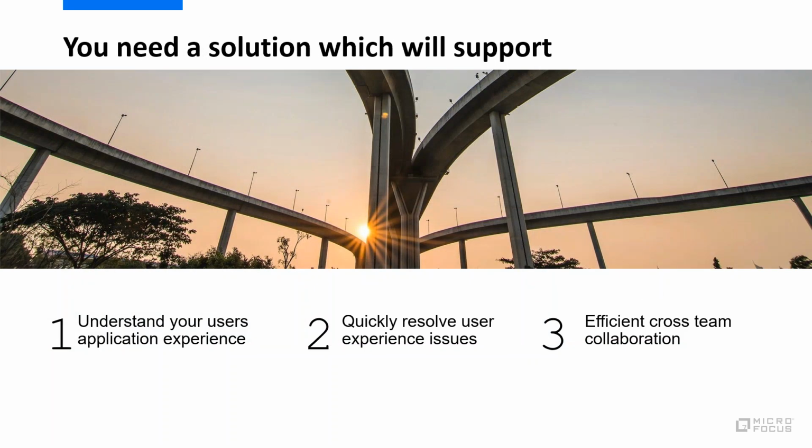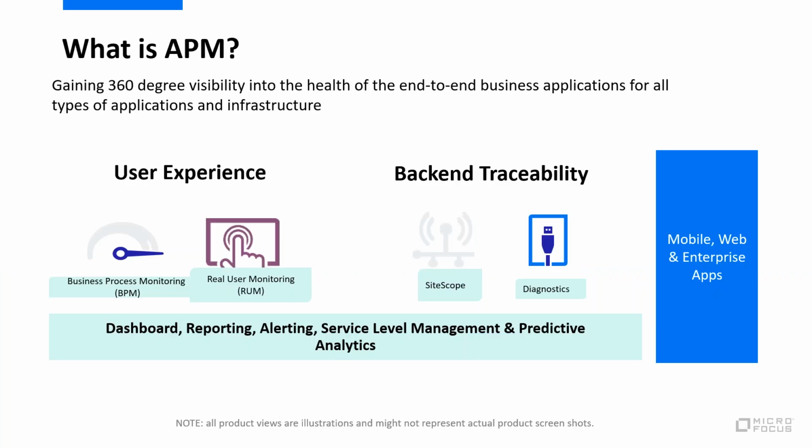Everybody needs a solution for all these problems we just discussed. Everybody needs to understand the user experience on their application and resolve their issues. If they have any issues, they should resolve them quickly, and they should have efficient collaboration between their teams, so that all the bugs or issues are addressed efficiently and within no time. So that's where, as I said, our APM will pitch in.